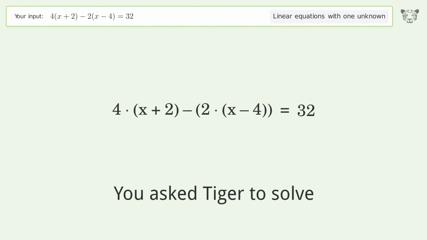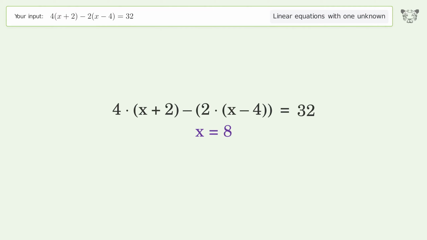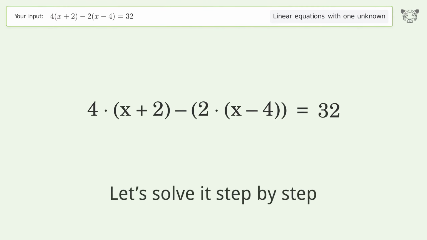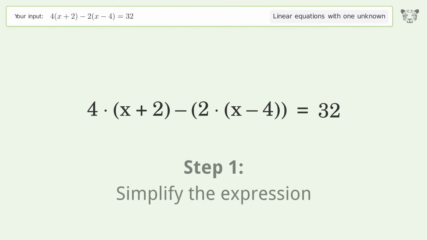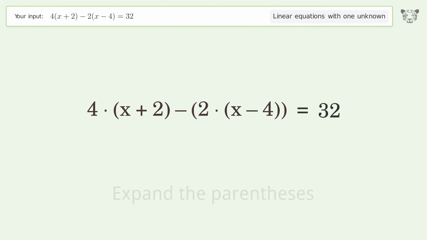You ask Tiger to solve this. It deals with linear equations with one unknown. The final result is x equals 8. Let's solve it step by step. Simplify the expression. Expand the parentheses.